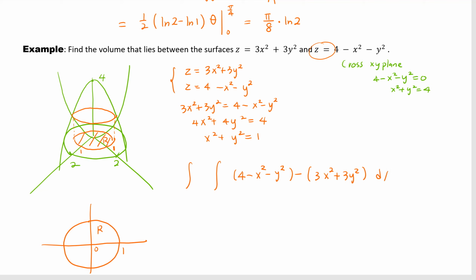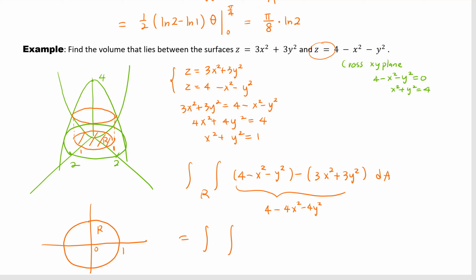By the way, you have to make sure they are in terms of z equals a function of x and y. If it's not, then you probably need to solve for z, everybody, because the height is z. So this is the same as 4 minus 4x squared minus 4y squared, right?